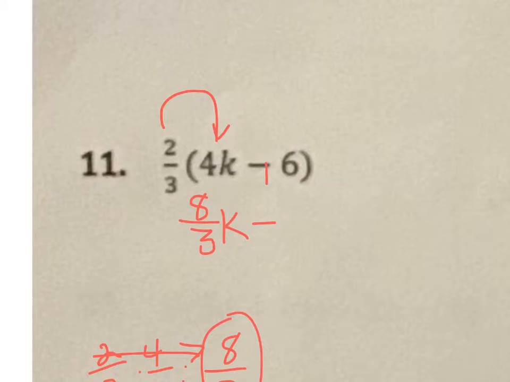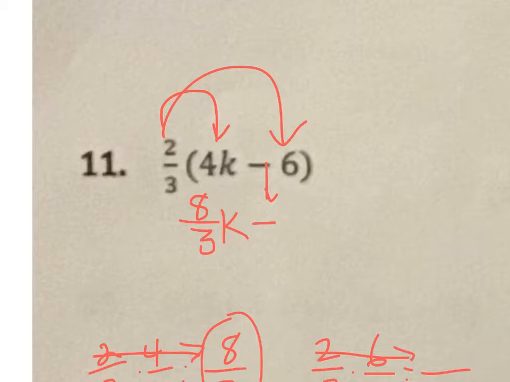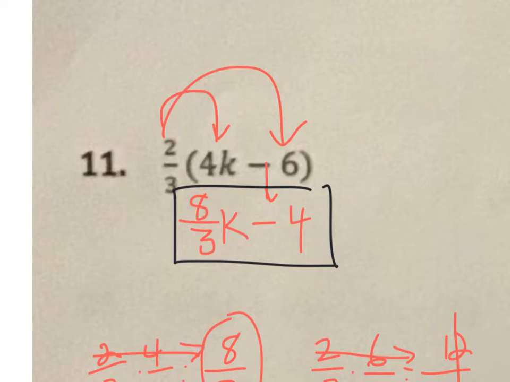Bring down the minus sign or the negative sign. 2/3 times 6. 2/3 times 6 over 1. That's 12 over 3. This one I can divide. 12 divided by 3 is 4. So that'd be 4. That would be my final answer right there.